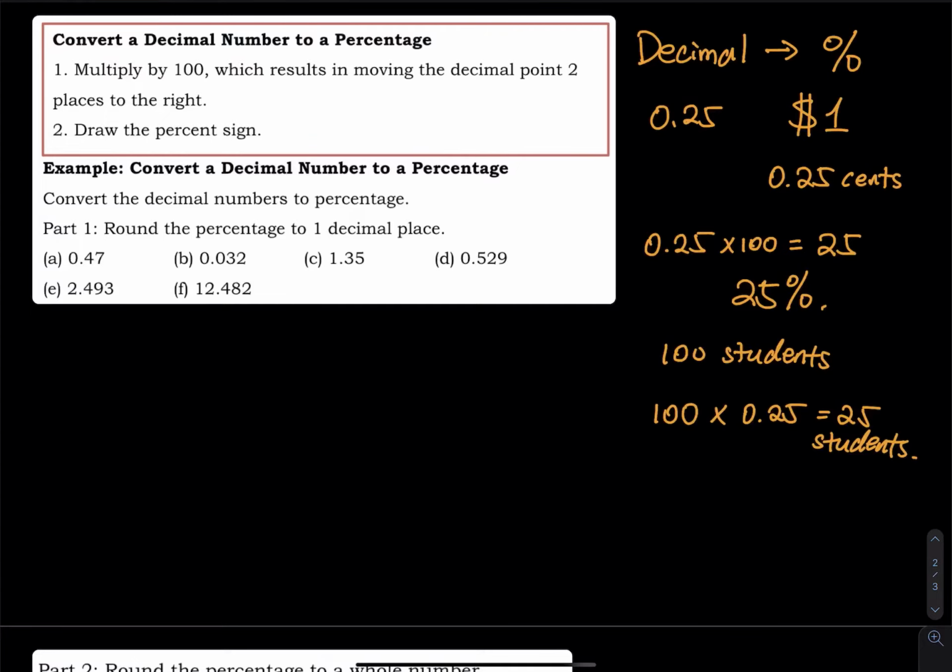Okay, so how do you go from decimal to percentage? Simple. You multiply by 100, right? Meaning that you move the decimal point 2 steps to the right. So using my 25%, the decimal is right here, right? 1 step, 2 steps, and then you add the percentage sign to it.